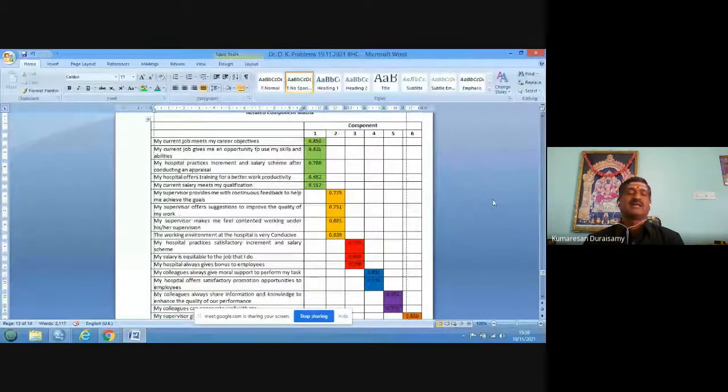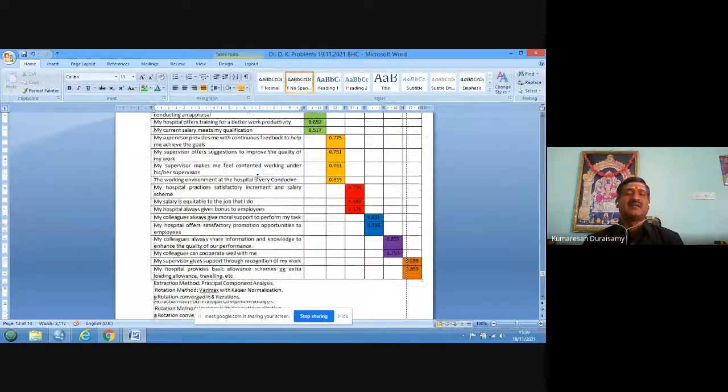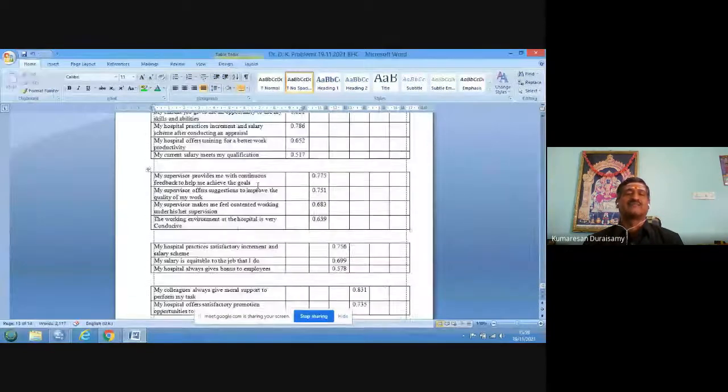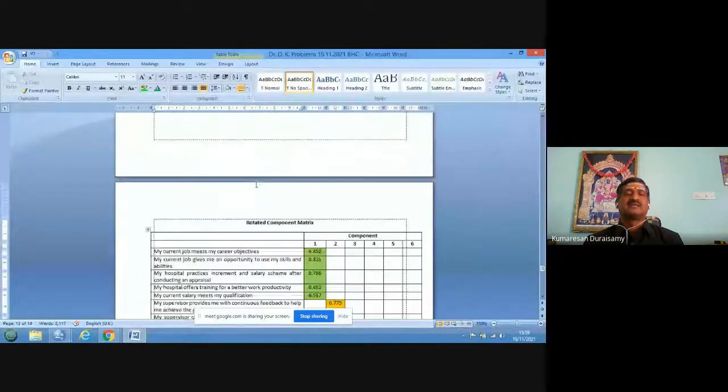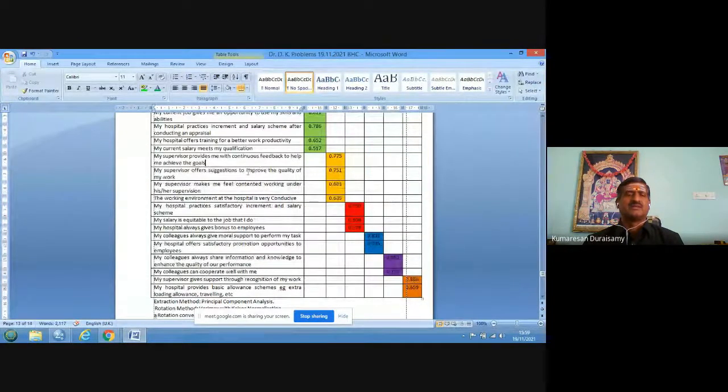That's all. Then one more thing we have to do. According to the homogeneity of these factors, we can give any name for the factors. See, current job, like that. So, these factors may be named current job oriented factors. Then, next, look at this. Supervisors or working environment. So, supervisor or working environment related factors.